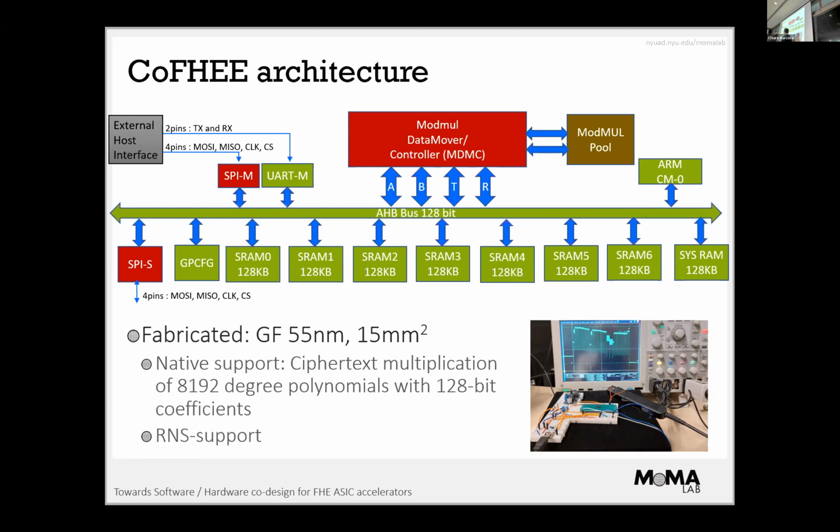As I said, 55 nanometers, GlobalFoundries, 15 mm square. It can do 8,000 degree polynomials. It's pretty small, but that's the budget we have. It's already very expensive to do that, so we couldn't do something bigger than this. But we have RNS, so we can split into 120 coefficients to support. That's the setup.